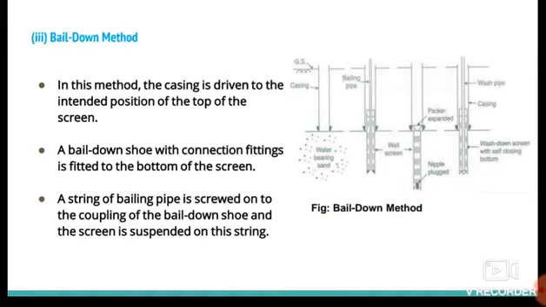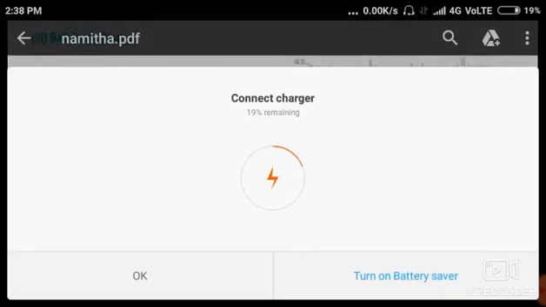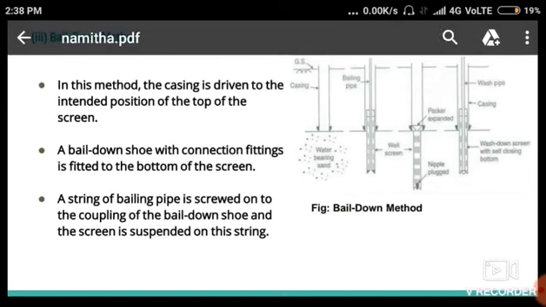So what will happen, first the casing will be there, inside that a bailer will be there. A bail down shoe will be there. We all know what a bailer is. A bailer is a cylindrical device with a penetrating bottom, used for removing soil. So inside the casing we will provide a bailer to remove the soil from the bottom, and in the position of that bailer we will then place the well screen, and the lead packer will be expanded. This is what happens in the bail down method.